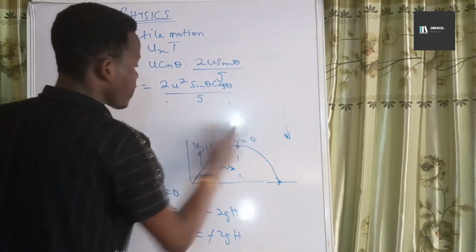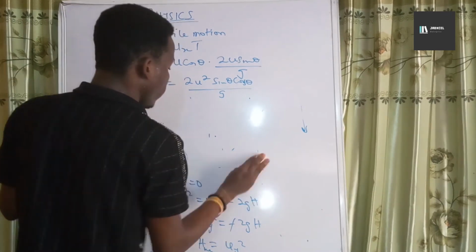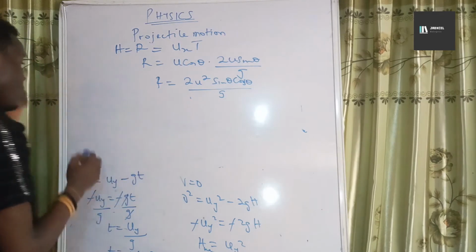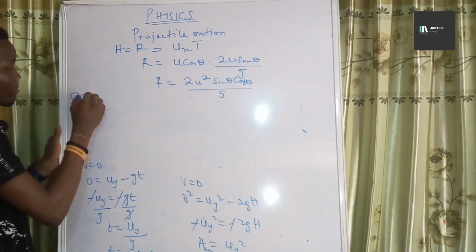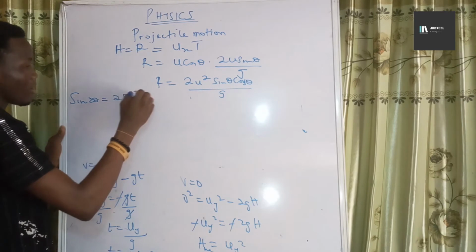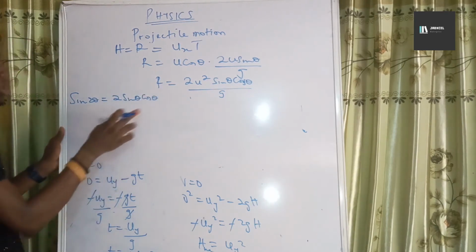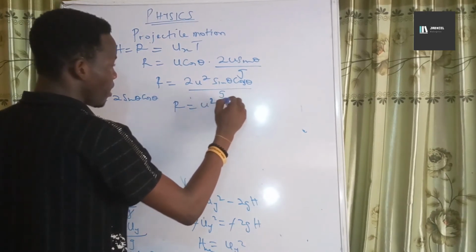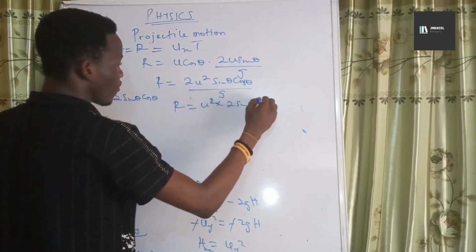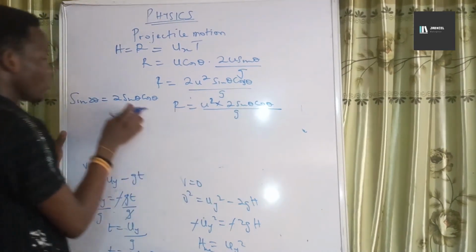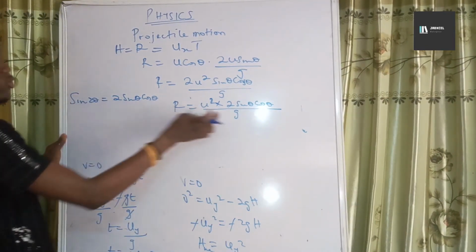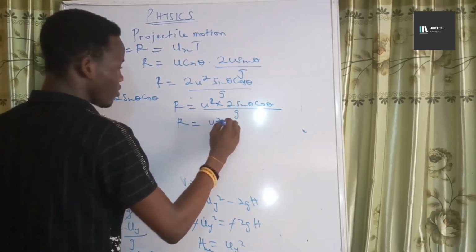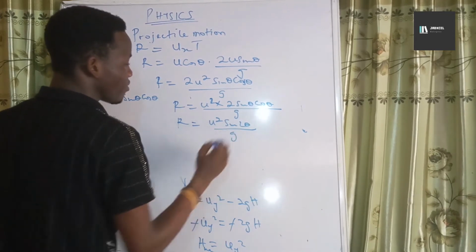From our trig identities, we have that sin 2 theta is equal to 2 sin theta cos theta. So if we apply that here, we have r is equal to u squared multiplied by 2 sin theta cos theta over g. Looking at this, we can replace 2 sin theta cos theta with sin 2 theta. So we have r is equal to u squared sin 2 theta over g. This is our range.